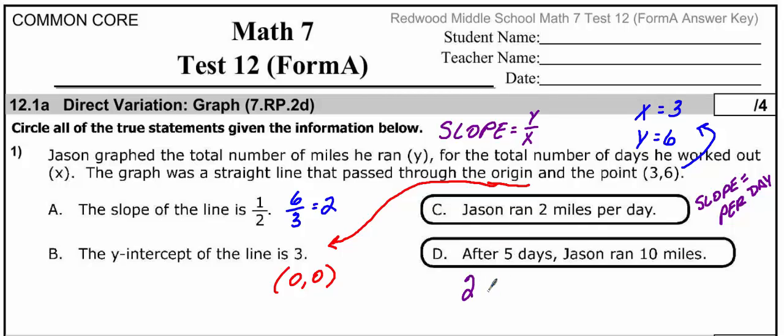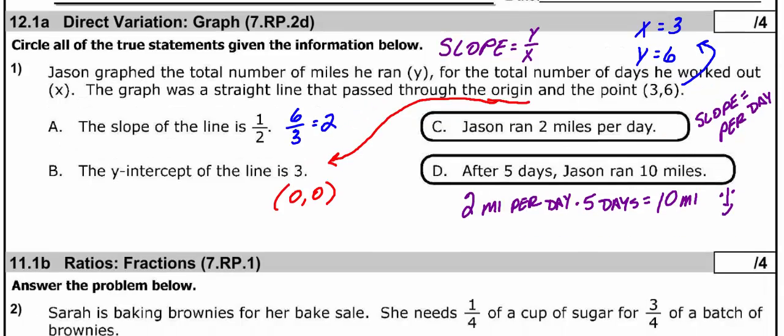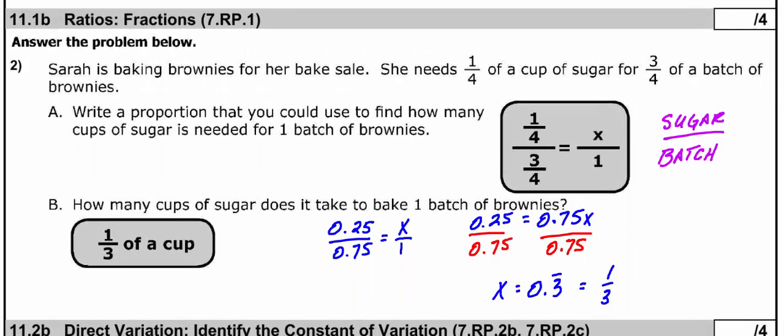Well, we know he's running 2 miles per day times 5 days. Yes, that equals 10 miles. Okay, remember, if you have questions, you can go back and review this. You can certainly ask me later. Let's move down to problem number 2.